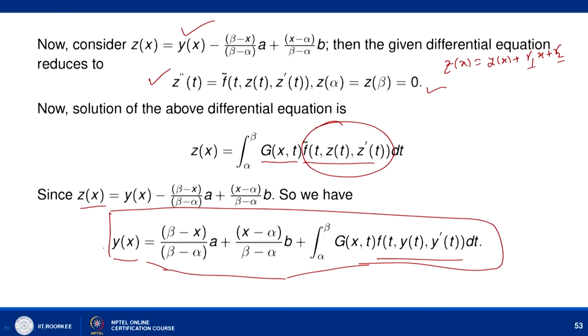It means that we can find out the explicit formula of y of x, but if this function f is not independent of y(t) or y dash t, then this is basically an integral equation. So it all depends on the form of f here. So let us take a particular form of this f and see one more example here.